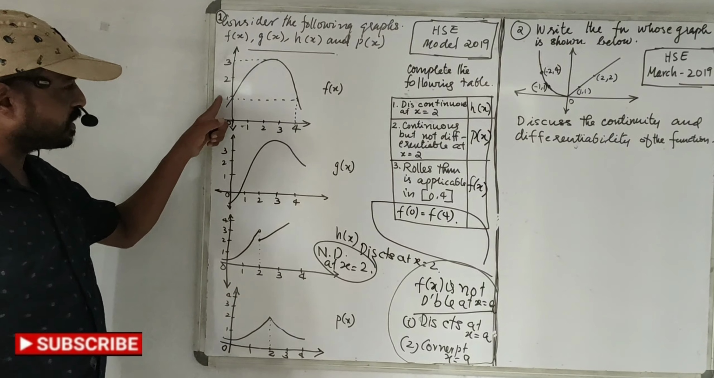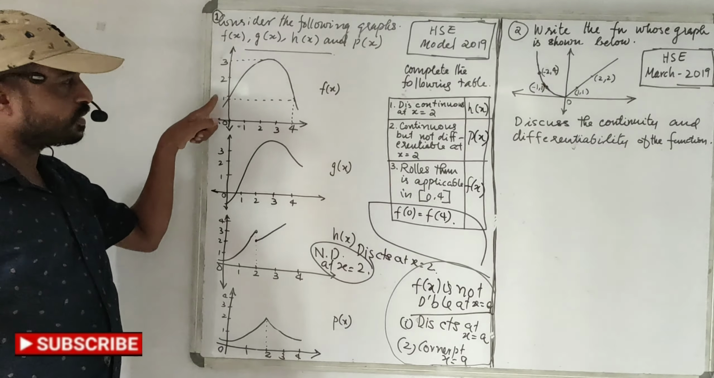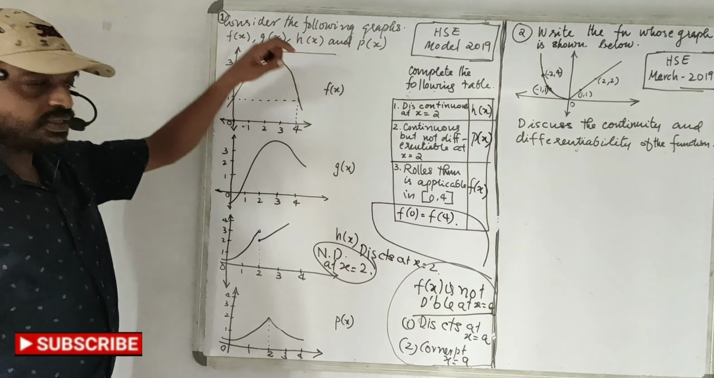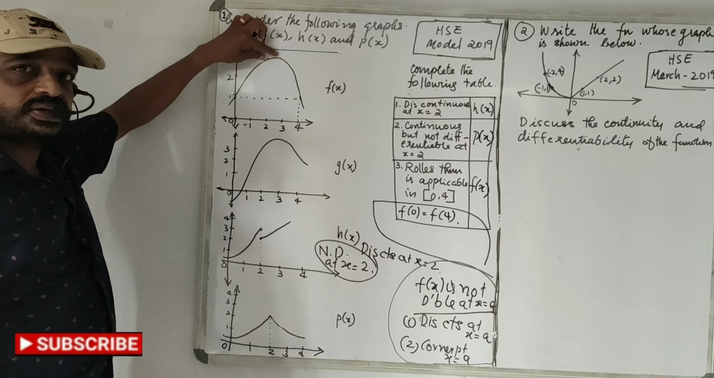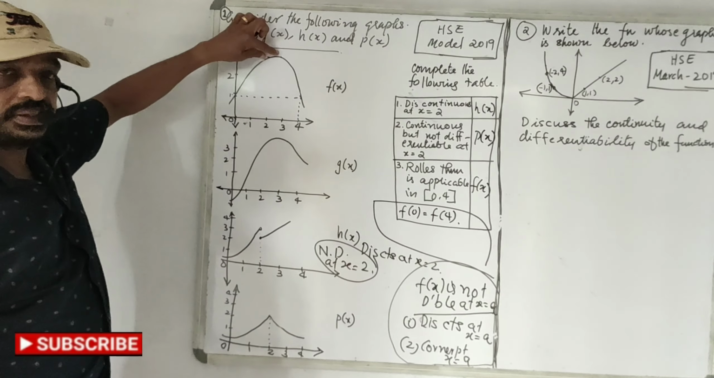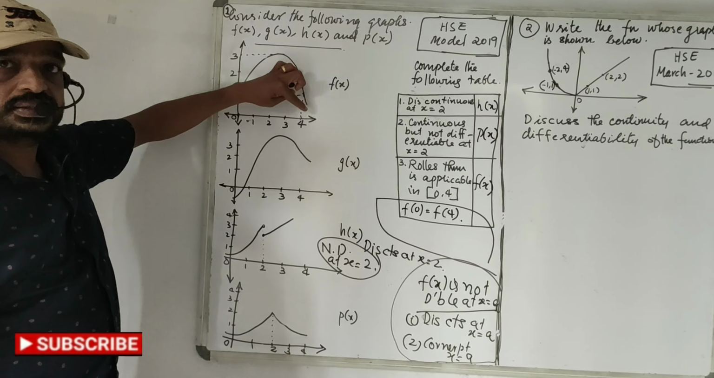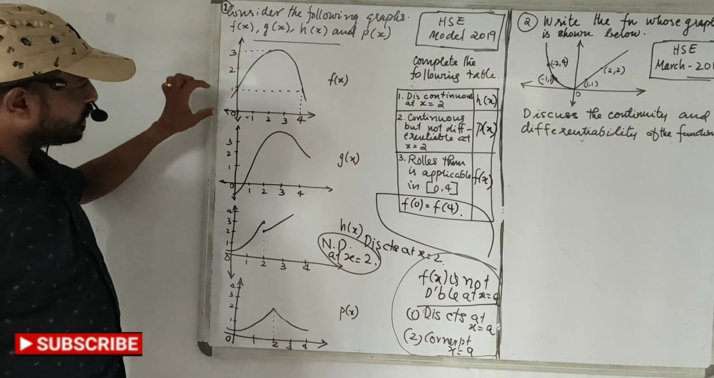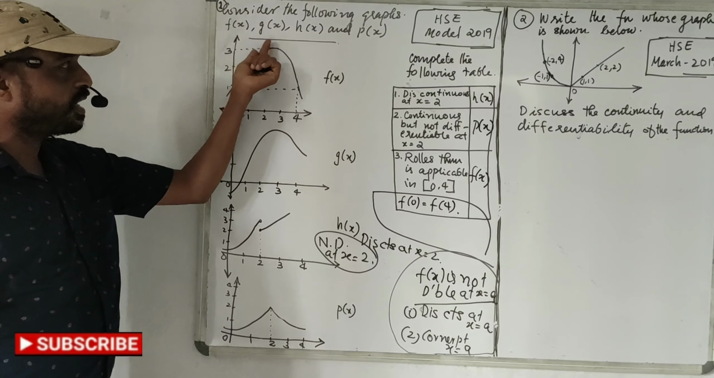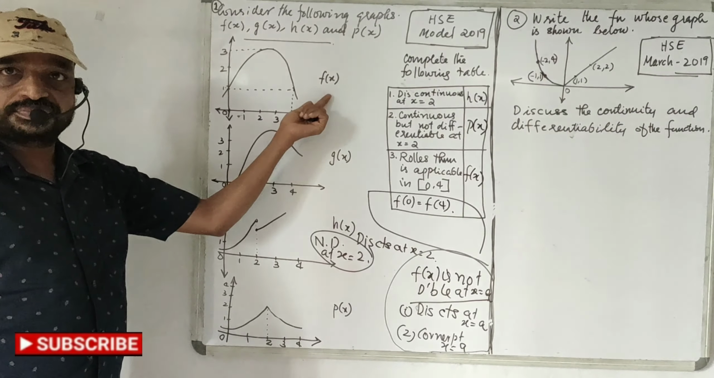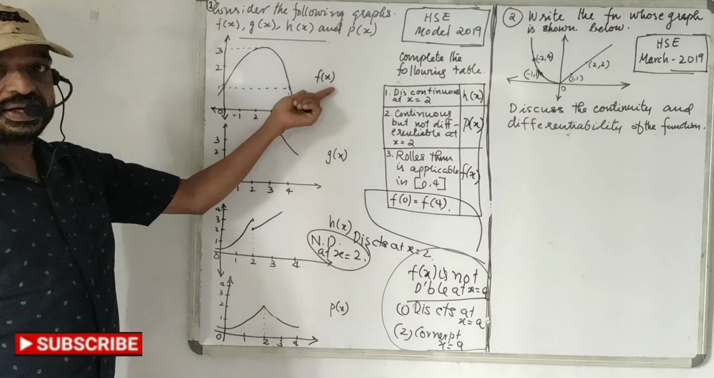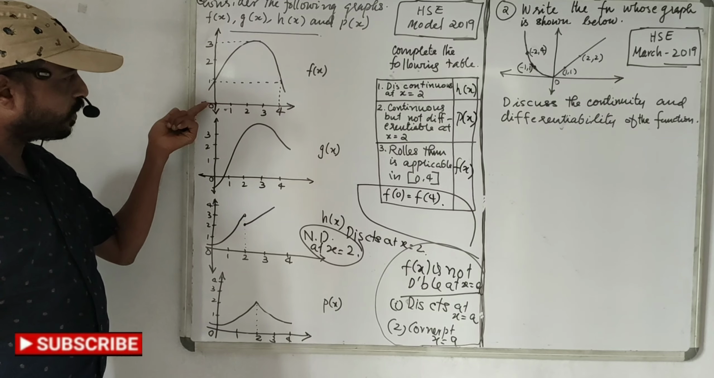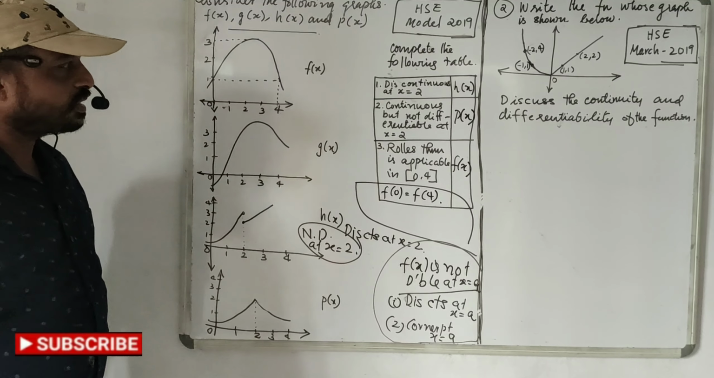For the function f of x, Rolle's theorem is applicable because the function does not have a break, so f of x is continuous. Since the graph of f of x does not have a break or a corner point, the function is differentiable. And also f of 0 is equal to f of 4 is equal to 1. So all the conditions of Rolle's theorem are satisfied by the function f of x. It is continuous, differentiable, and f of 0 is equal to f of 4. So for the function f of x, we can apply Rolle's theorem in the closed interval 0, 4.